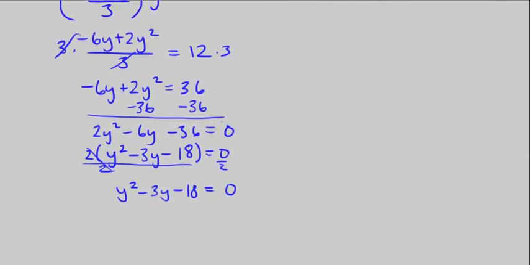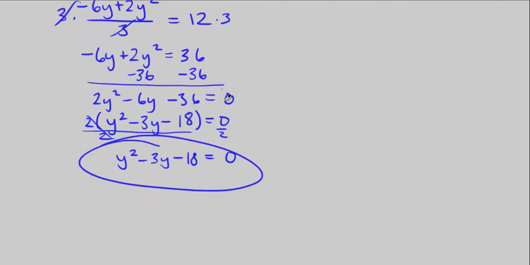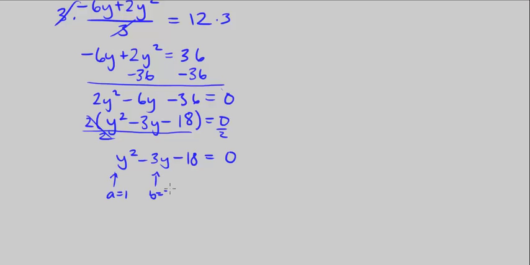What does this look like to you but a quadratic, with a is 1, b is negative 3, and c is negative 18. What you can do now is solve this for y. Another way you could do it is using the x method to factor this. We want two numbers that multiply to get negative 18, and add to get negative 3.